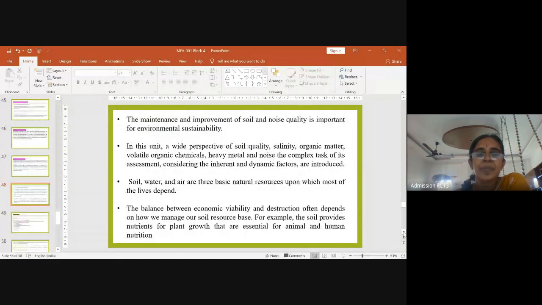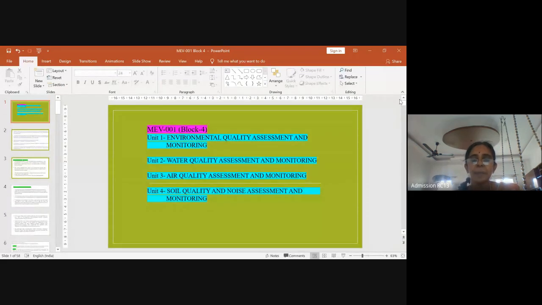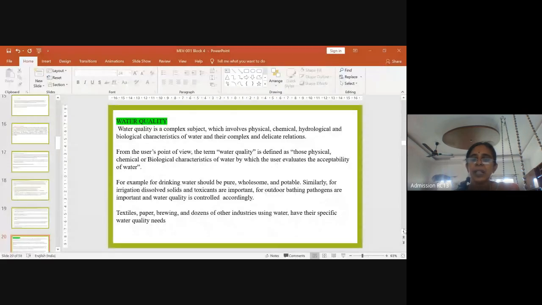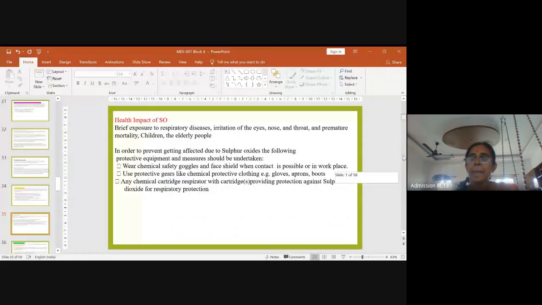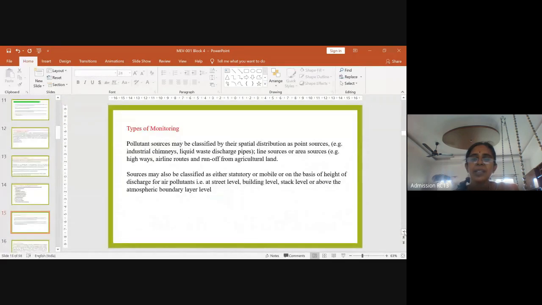Next one is the fourth unit. The fourth unit of block 4 deals with soil quality and noise assessment and monitoring. In the first unit, we discussed environmental quality assessment and monitoring. In the second unit, water quality assessment and monitoring. Third one is air quality assessment and monitoring. The last one, the fourth one, is soil quality and noise assessment and monitoring.